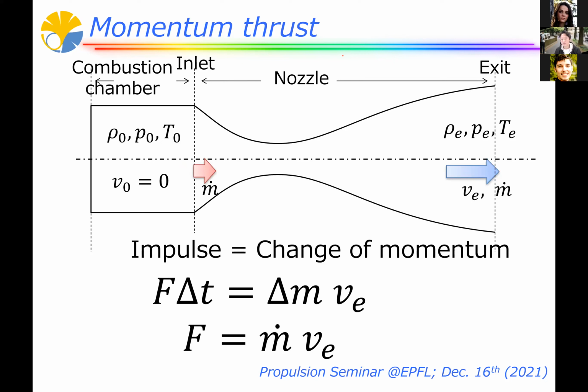By using this model, we have two kinds of thrust. The first one is the momentum thrust. It is what I explained in my first talk. It is a reaction of the ejected mass. From the right-hand side, from the exit, we are ejecting the gas with a velocity V_e. As a reaction force of this V_e, we get this kind of force. This is as I explained before.